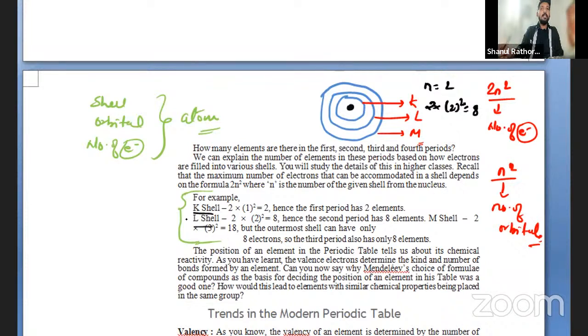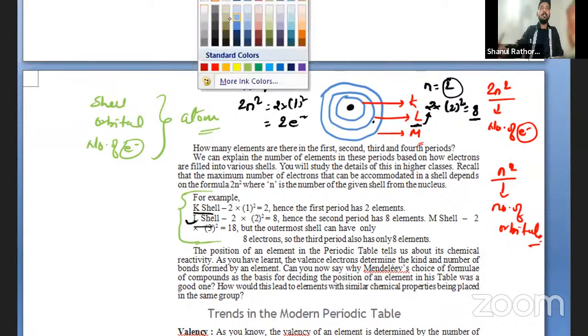So as you can see, in the L shell, if we put the number 2, we will get 8 electrons. And in the first shell, if we put n equals 1, according to the formula 2n square, 2 multiplied by 1 square is equals to what? 2 electrons.